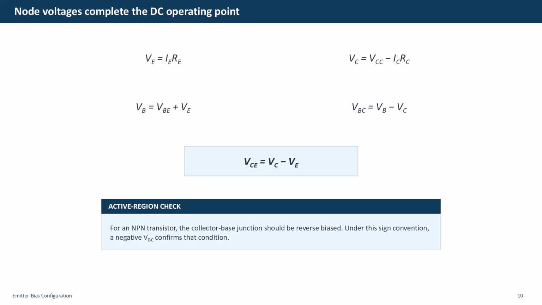These relations provide useful cross checks because VCE can be calculated both from the output loop equation and from the node voltages. Finally, verify the operating region. For an NPN transistor in the active region, the collector base junction must be reverse biased with the stated sign convention. A negative VBC confirms this condition.